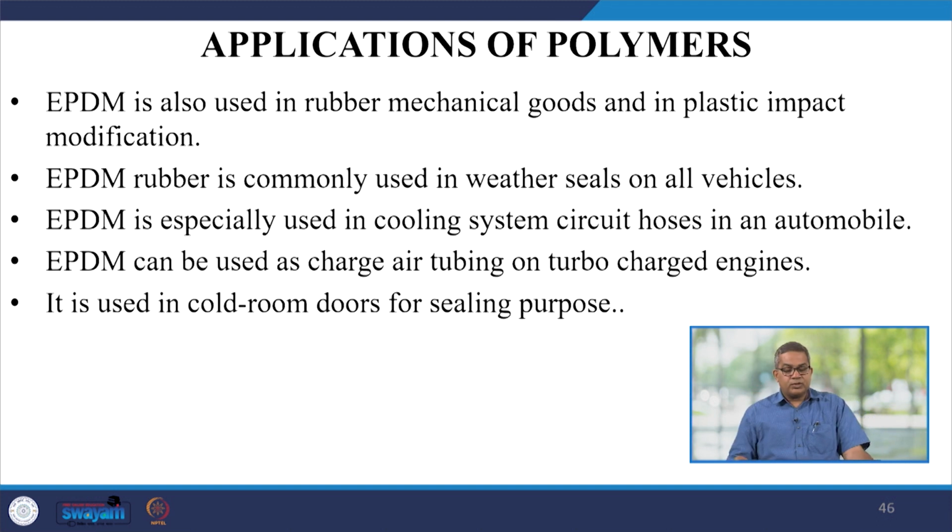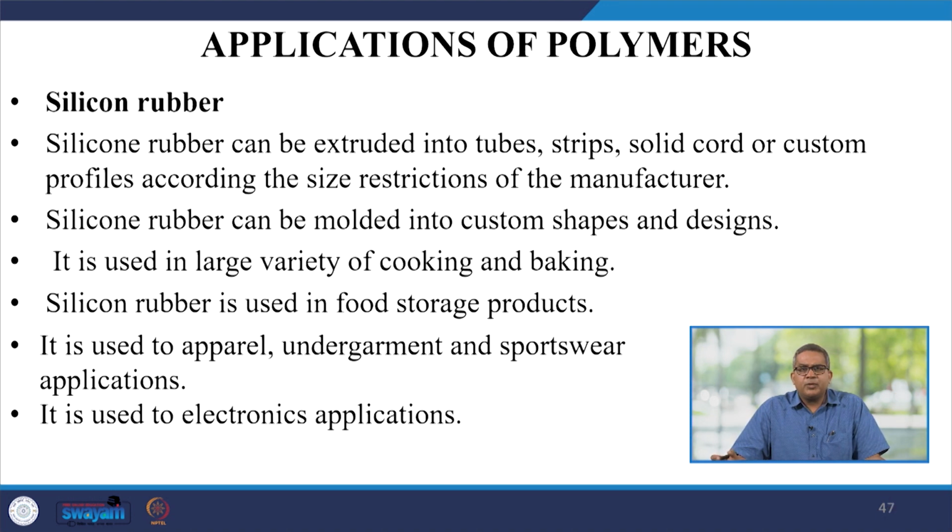EPDM is also used in rubber mechanical goods, in plastic impact modification and in weather seals for all vehicles. It is also used in the cooling system of circuit houses and automobiles. Also used as charge air tubing on turbocharged engines, and it is used in cold room doors for sealing purposes. Silicon rubbers.